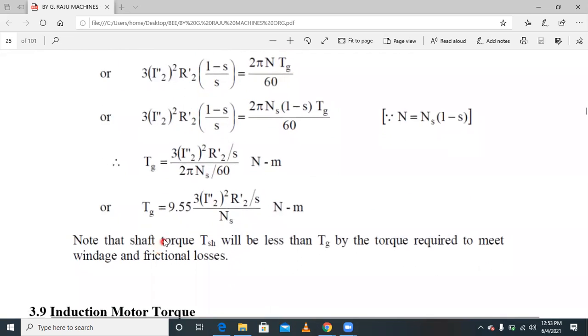Then the gross torque developed is equal to 9.55 into 3I2 squared into R2 by S by Ns, in Newton meter. So this is the gross torque developed by the motor.